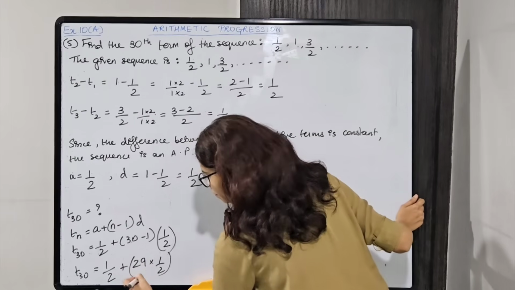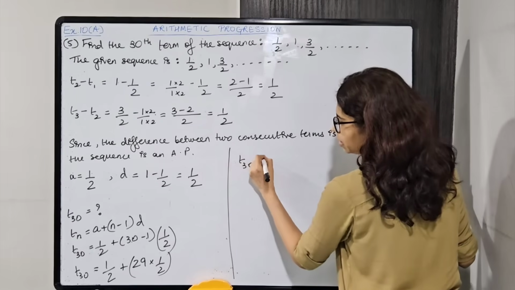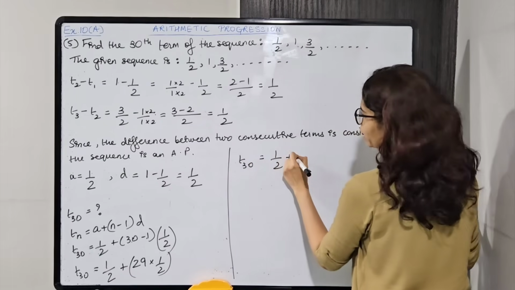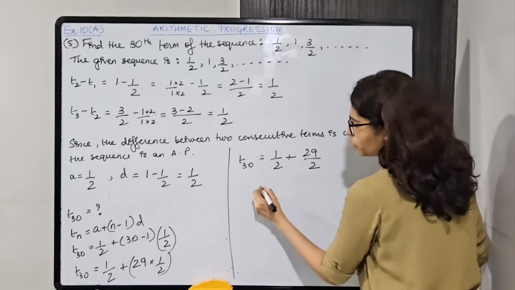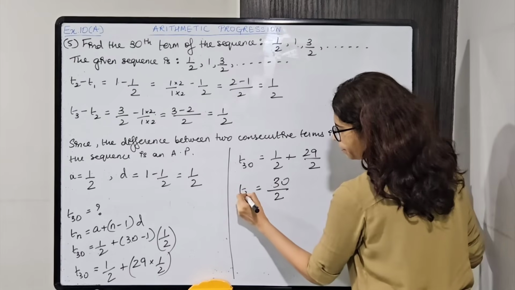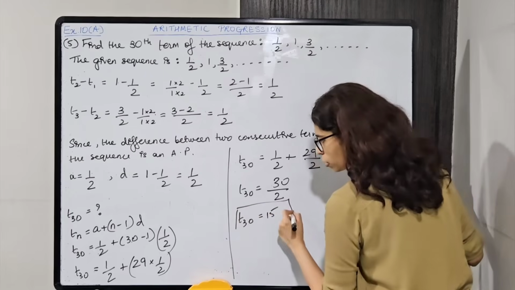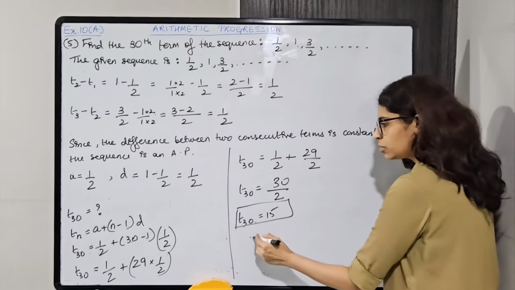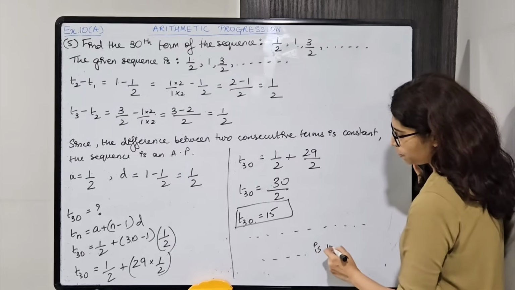Okay, so T30 is equal to half plus 29 ones are 29 upon 2. The denominator is the same, take the common denominator. 29 plus 1 is 30, so this will give 15. Box the answer. Write down the final statement: the 30th term of the sequence is 15.